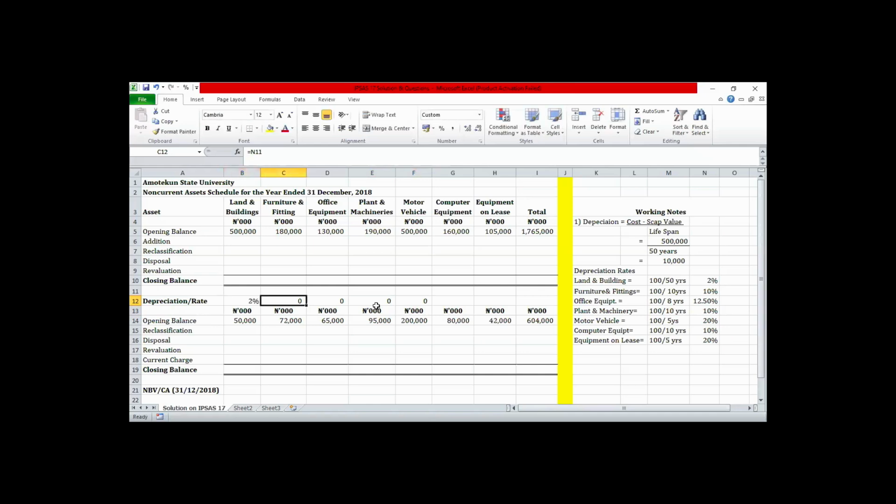2%. The next one, that one is what? 10%, Abi? 10%. Followed by 12.5%. Followed by what again? Plant and equipment. That one is what? 10%. Motor vehicle, 20%.